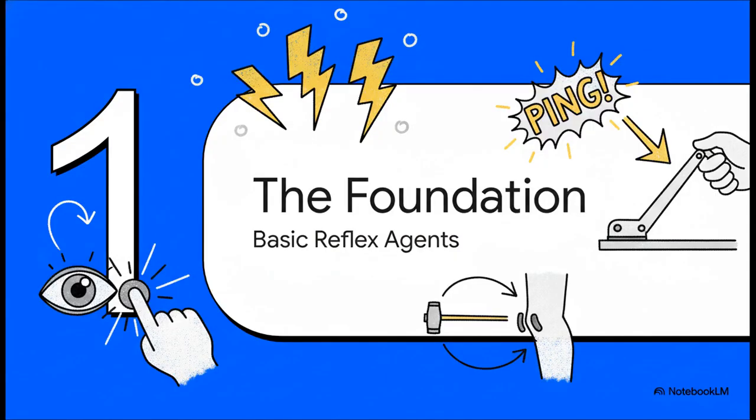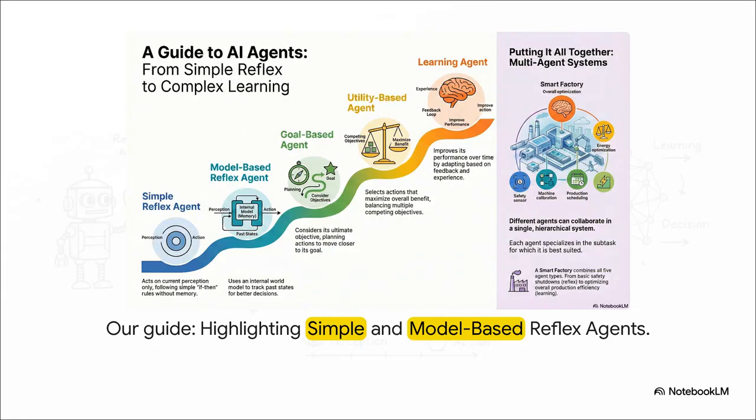To really wrap our heads around this, we're going to start at the very beginning. We're talking about the foundational agents that are all about instant reaction. These are the basic reflex agents. Okay, so this infographic right here is going to be our roadmap for this journey. Let's start over on the left with the first two types, the simple reflex agent and the model-based reflex agent. They look pretty similar, but trust me, there's one critical difference that changes everything.